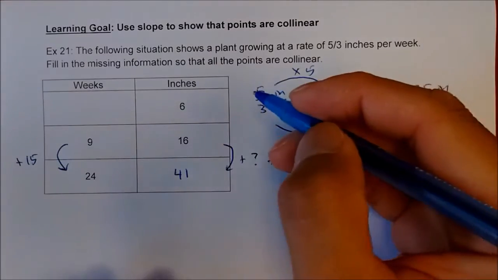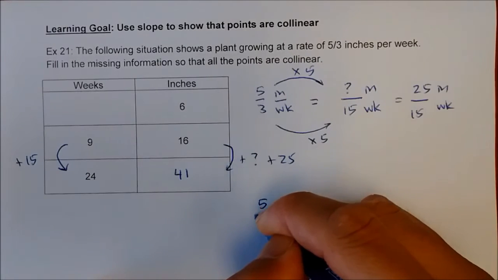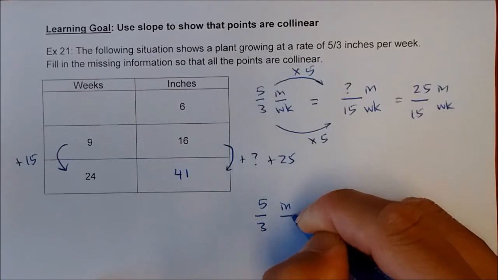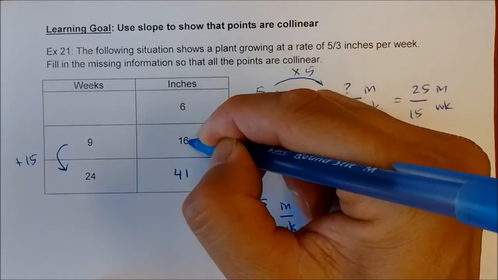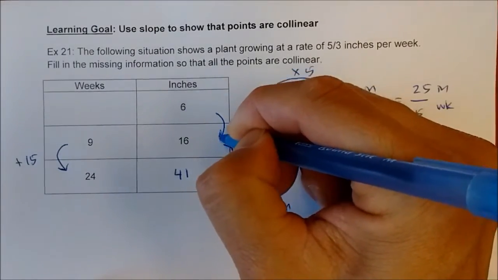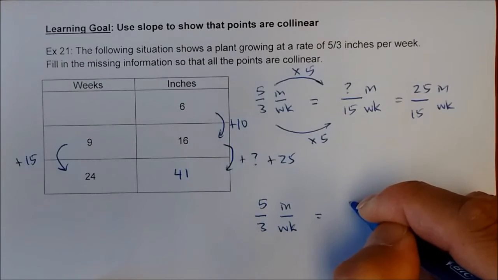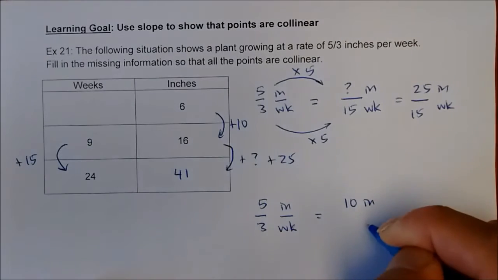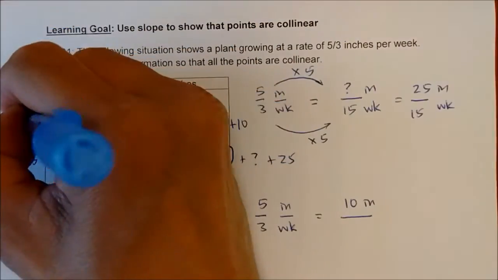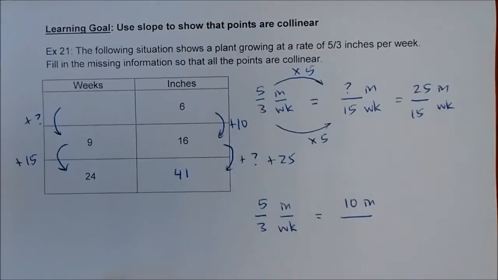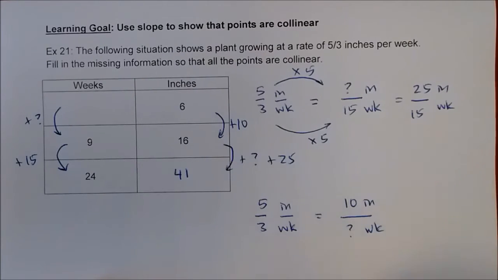So let's tackle this next one. And so we see here, we'll start off again with a unit rate of 5/3 inches per week. And we see that we're going to go from 6 inches to 16 inches. And so that would be an increase of 10 inches. So in our rate of change here, we're increasing by 10 inches. And we're not sure how much this is going to increase in terms of weeks. So we'll make it a question mark for now. So question mark in terms of weeks.